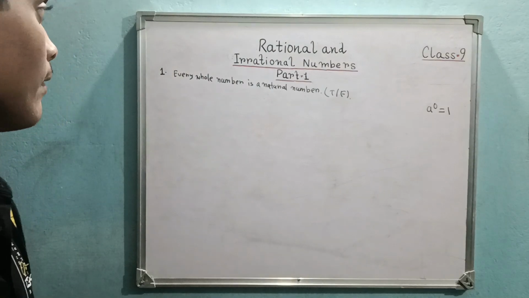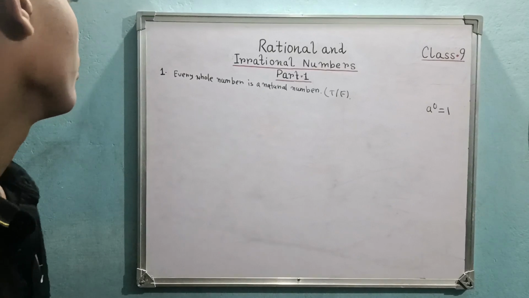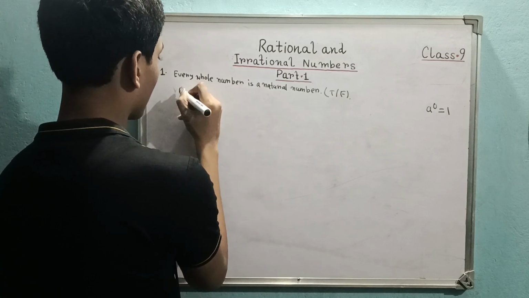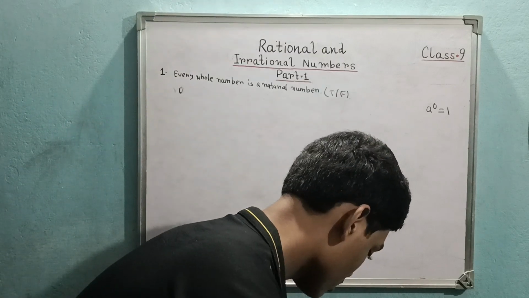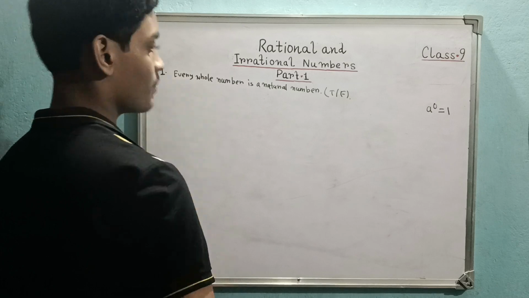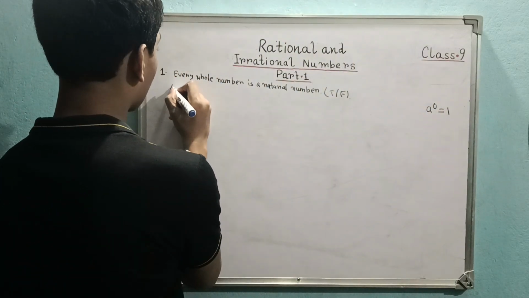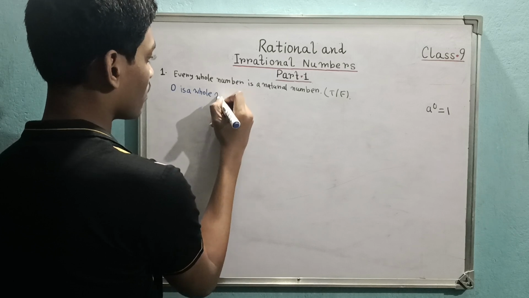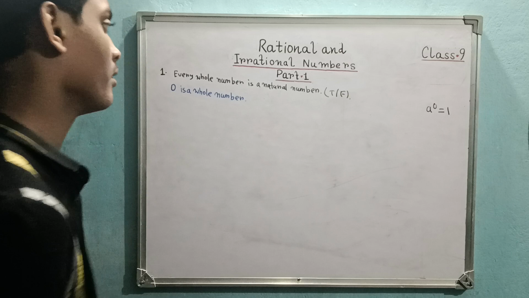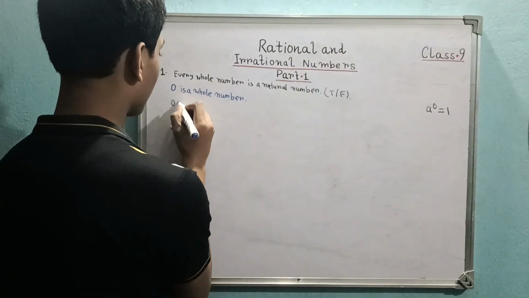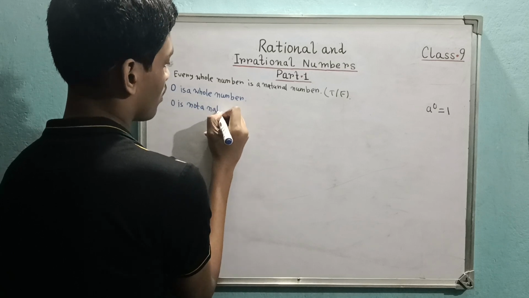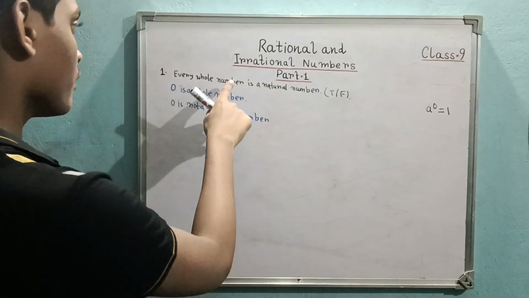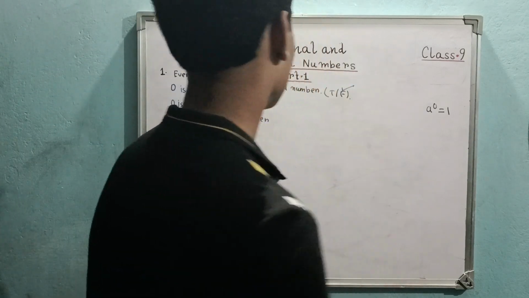See, every whole number is a natural number. So, what do whole numbers begin with? The whole number 0. Let's try in blue. Blue is a good color. 0 is a whole number, no issues with that. But is 0 a natural number? No, natural numbers start from 1. 0 is not a natural number. So this statement is wrong. Every whole number is not a natural number because the whole number 0 is not a natural number. So this is false.